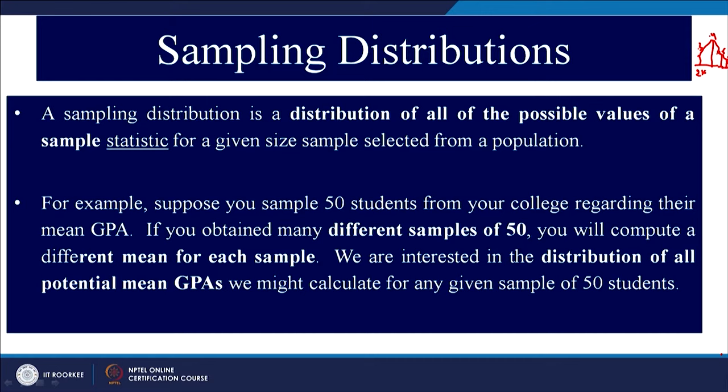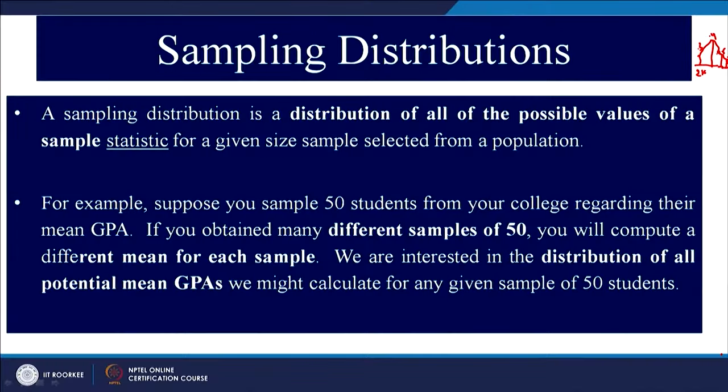So similar to that, we have got sampling distribution. Whenever we take a sample from population, and if we calculate its mean, then for every sample the mean would be different. And when you draw the distribution of those sample means, it's called sampling distribution of sample mean, right? So a sampling distribution is distribution of all of the possible values of sample statistics, right? What is sample statistics? It's x bar, standard deviation, variance. It's all about sample, right? For a given sample size selected from a population.